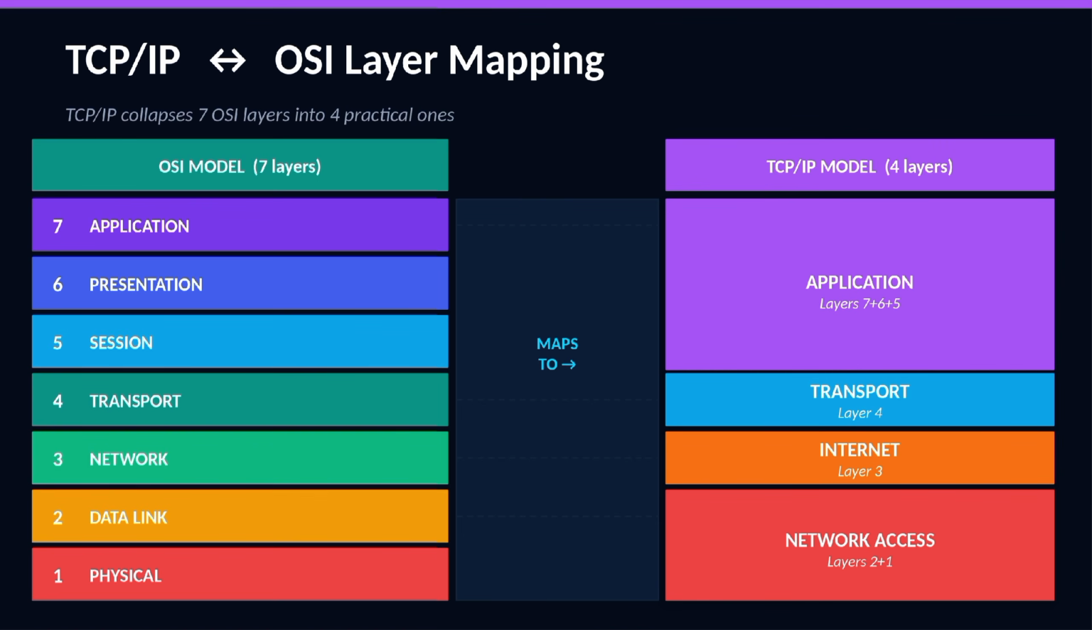Mapping TCP IP to OSI. Let's make sense of how TCP IP compares to OSI. Application layer, TCP IP, OSI's application, presentation, session, layers 7, 6, 5. Transport layer, TCP IP, OSI's transport, layer 4. Internet layer, TCP IP, OSI's network, layer 3. Network access layer, TCP IP, OSI's data link and physical, layers 2 and 1. Basically, TCP IP collapses some OSI layers into broader categories. Fewer layers, but everything still works.